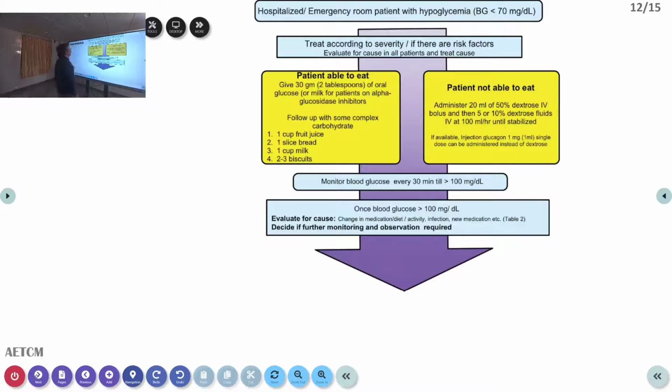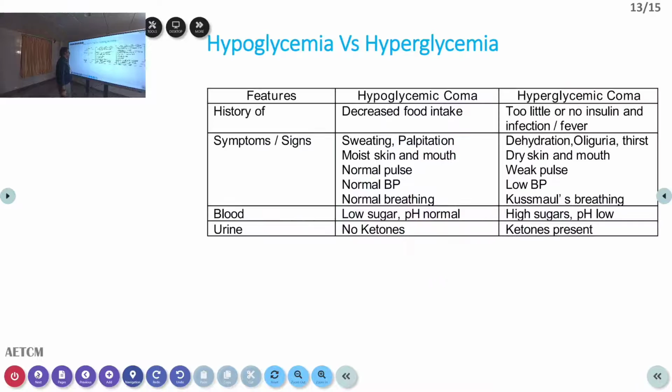This is the chart which explains how to treat a patient who is having hypoglycemia. Same thing, whatever we have discussed, it is given as a chart, that's all. We have to always check the blood sugar every 30 minutes till the blood sugar is more than 100, because many times patients may go into hypoglycemia again after the initial correction. So we have to continuously monitor and continuously give it as infusion.